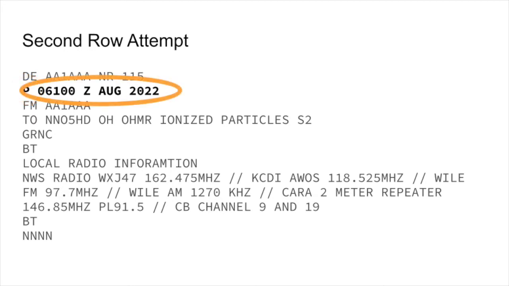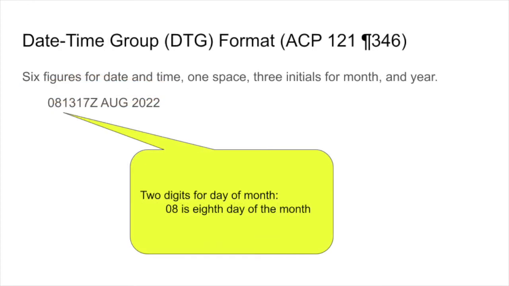Now we move on to the date time group. The date time group doesn't look quite the same as mine. Let's break this down and see what's actually happening. The date time group format is defined in ACP 121, paragraph 346. It is always in the format of 6 figures for the date and time, followed by a time zone indicator, 1 space, 3 initials for the month, and then possibly a space and then a year.